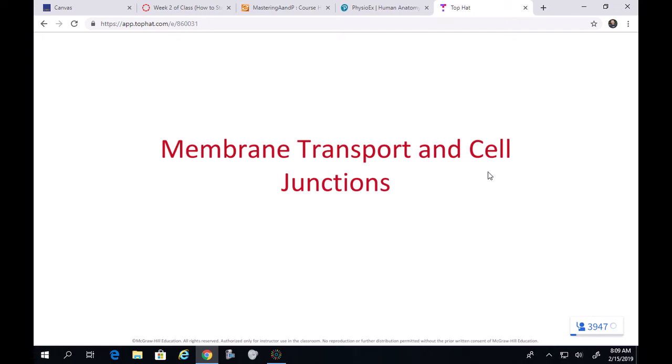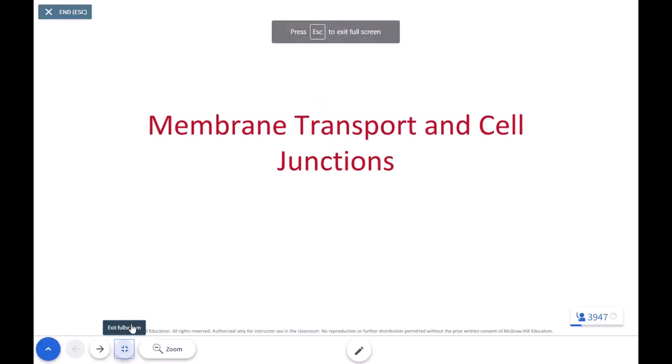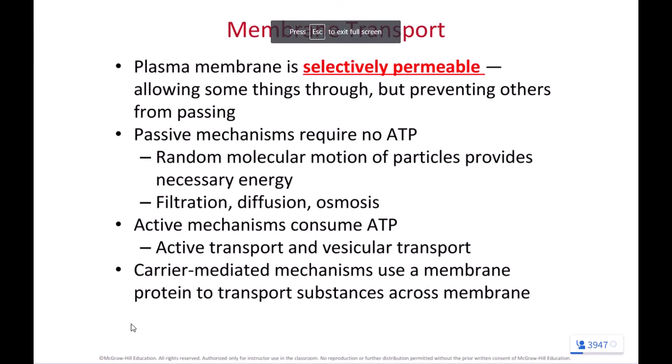So let's talk cell membranes. As we're looking at the cell membranes and how to move things across the cell, we're going to talk about the plasma membrane. Our plasma membrane is selectively permeable. What does selectively permeable mean? It means it lets some things in and out, and other things, it acts as a gatekeeper. It doesn't let those other things in and out.